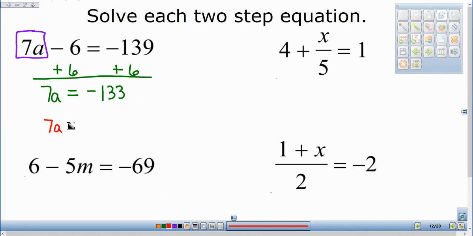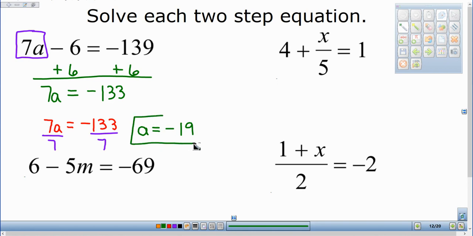Now we have 7a equals negative 133, and we're trying to figure out 7 times something gives me a negative 133. Well, since it's being multiplied by 7, we would divide by 7. Now I do know that the a value will be negative because a negative divided by a positive is a negative every time. 7 times 20 is 140, so this must be 7 less than that, which is 19. 19 sevens would give me 133. So the answer is negative 19.